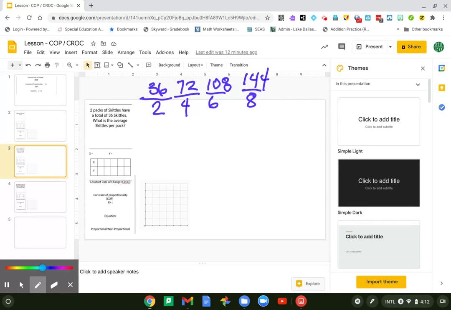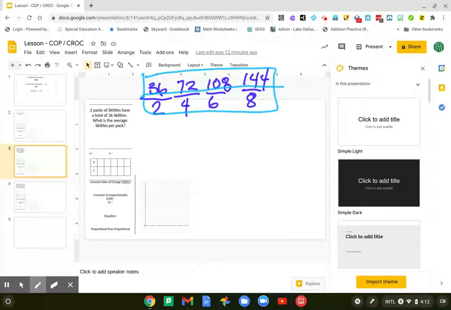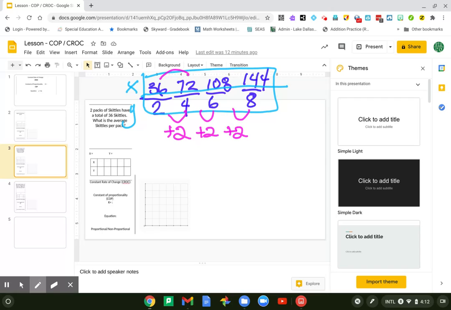So let's go ahead and draw our table. Well, look at that. We've already got our stuff. We've got our X's and our Y's. That's our X. So for every 36, I get 2 packages. For every 72, there's 4 packages. So the bottom is the Y is increasing by 2, and the top is increasing by 36.